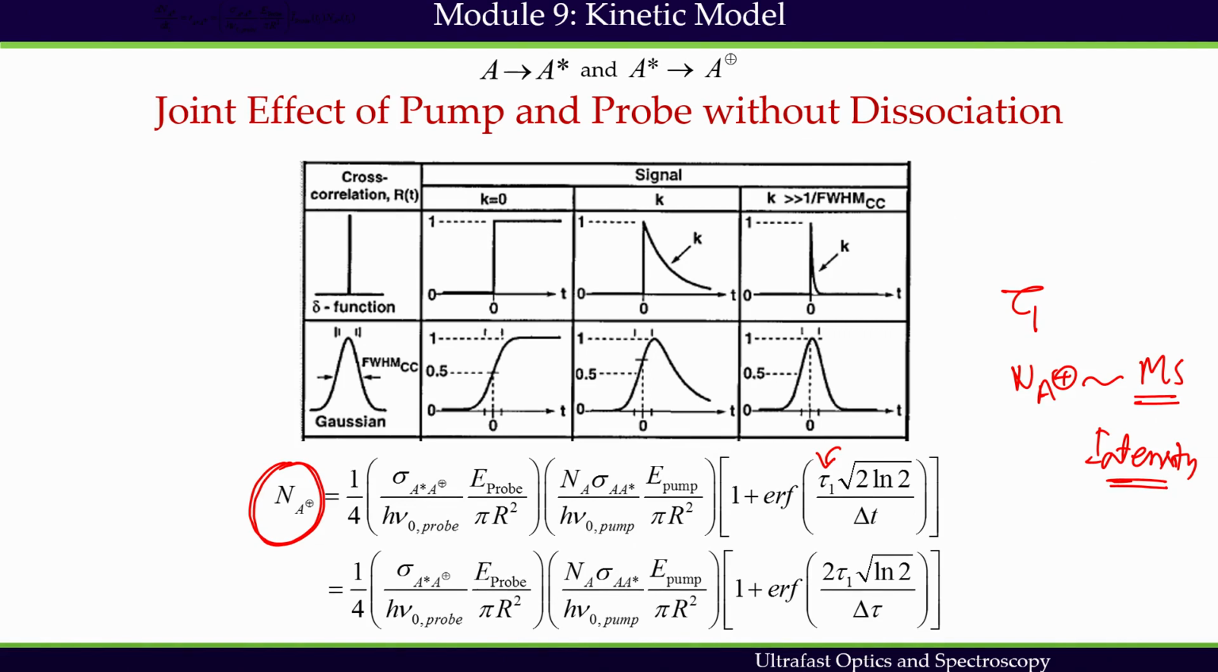And if I change the delay between two pulses, for each delay I will be able to get a different value of total ion yield, and I will be able to plot it. And again we are seeing that this is the response function, that signal will depend on the error function, and the variable is tau 1.